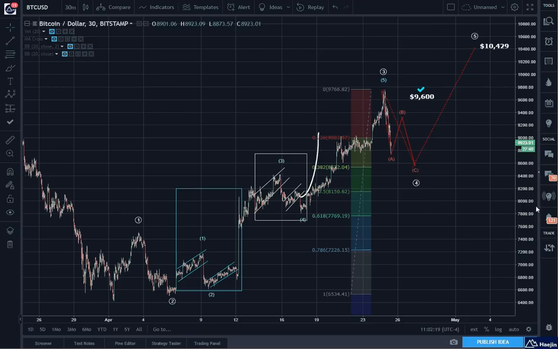So this is the revision that I would make. After hitting the 9600 target, it went to 97.52 or so. Now it's correcting in wave 4. And this could take until maybe the 27th or so, 2-3 days. This took from the 3rd to the 6th, 3 days. Wave 2 took 3 days, and wave 4 will probably take 3 days as well.